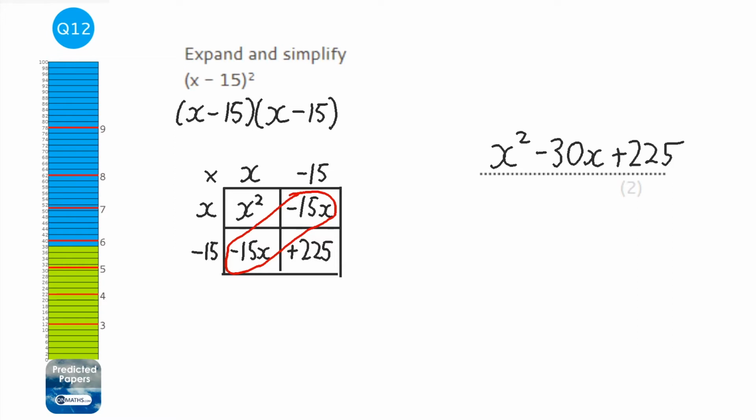Now the really common answer to this is people thinking it's x squared plus 225. Okay, and that is wrong. Students do that, and I'll put a big cross through it. Students do that because they don't understand that you're squaring the whole bracket, you're not just squaring the things inside the bracket.